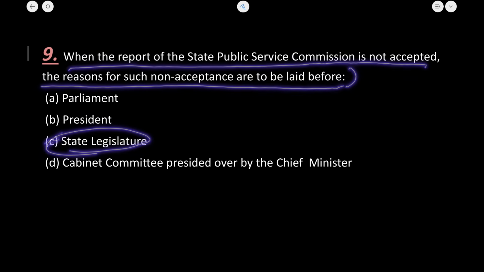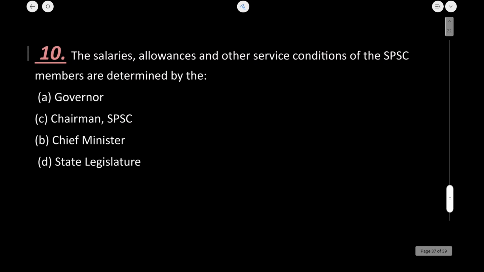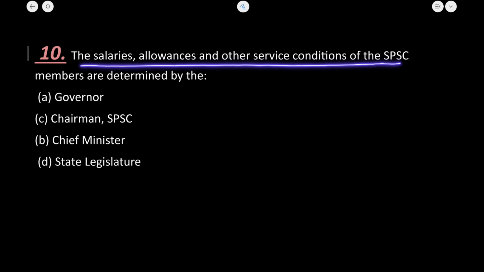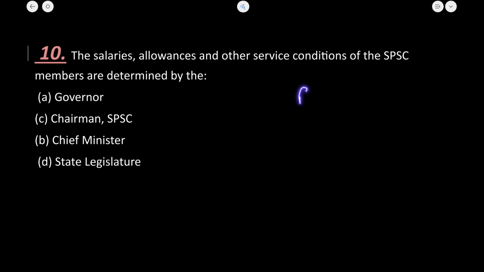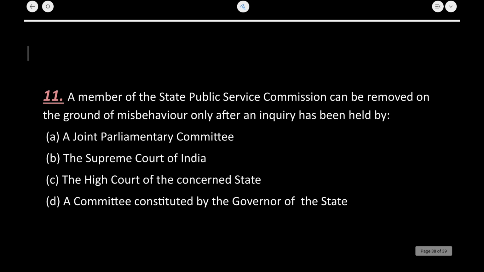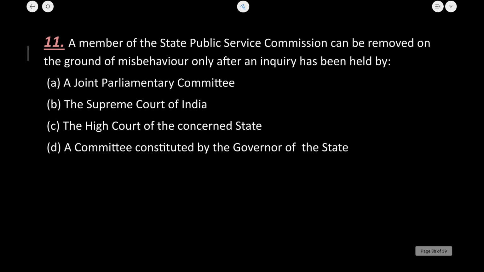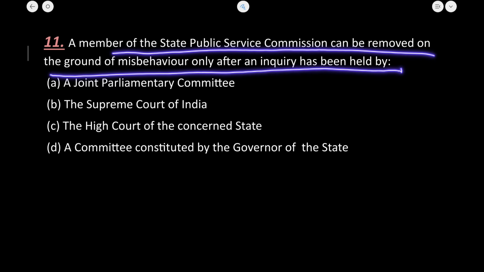Simple question. Next is, the salaries, allowances and other service conditions of the State Public Service Commission are determined by the state governor. These are to be determined by the governor, just like the president determines it in the case of the UPSC. Now next is, a member of the State Public Service Commission can be removed on the ground of misbehavior only after an inquiry has been held by the Supreme Court of India. This I have already explained.